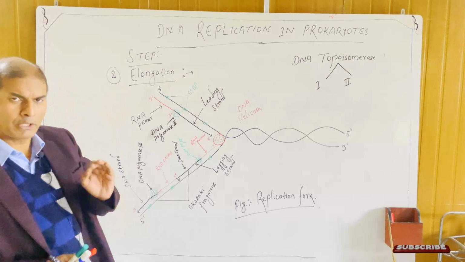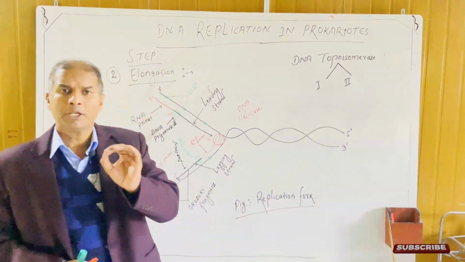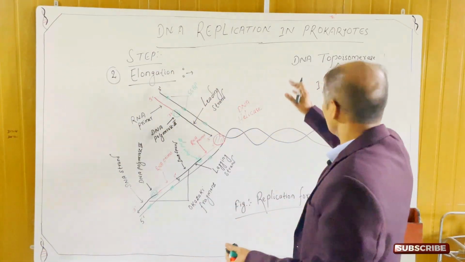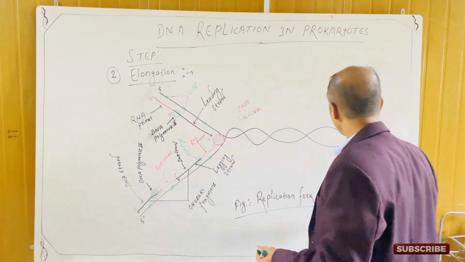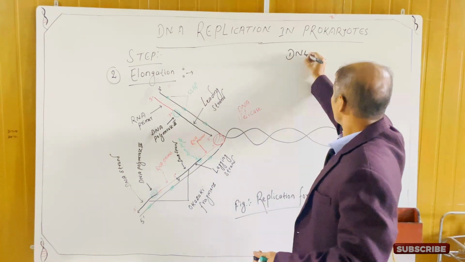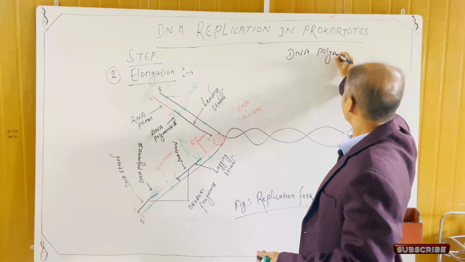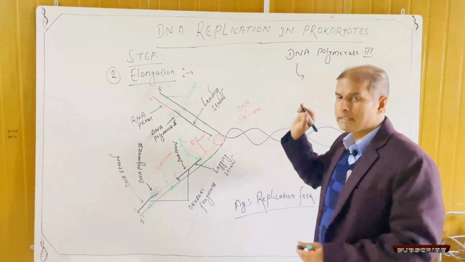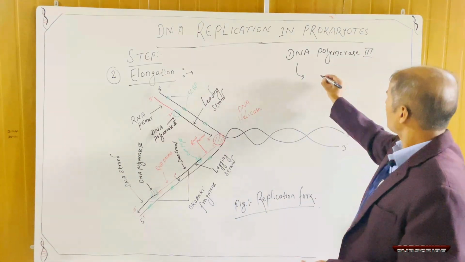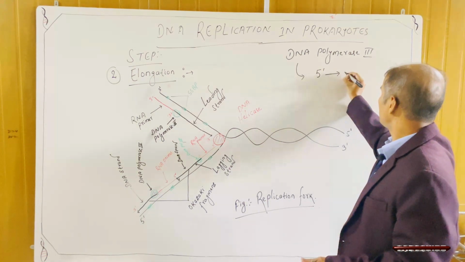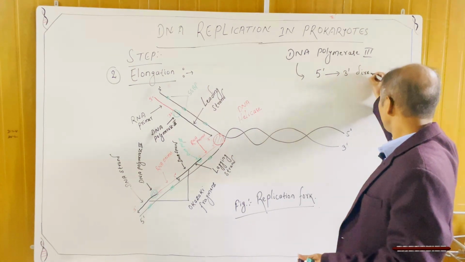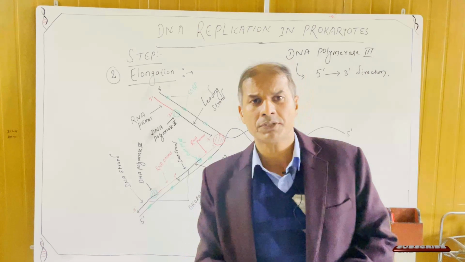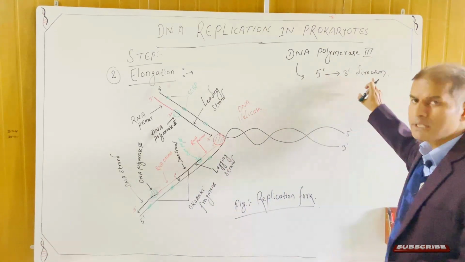For the process of elongation, there is an important enzyme called DNA polymerase III. This DNA polymerase III has some characteristics. When we look at the role of DNA polymerase III, it synthesizes a new DNA strand only in 5' to 3' direction. This is the most important point that you have to remember.